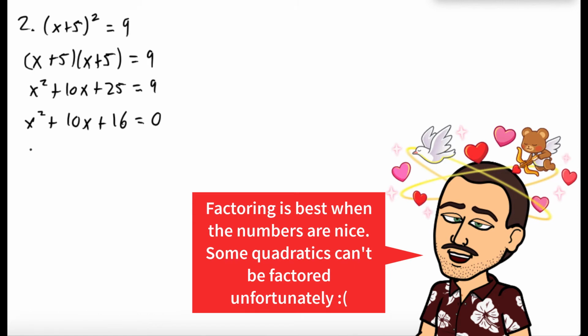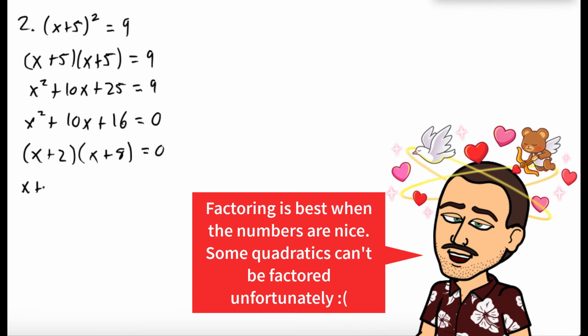And now let's try to factor this. So we're going to have (x + something)(x + something) = 0. The two numbers have to multiply together to give us 16 and add to 10. We could do 2 and 8.